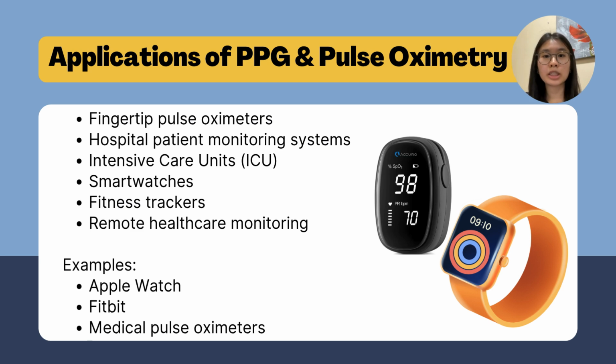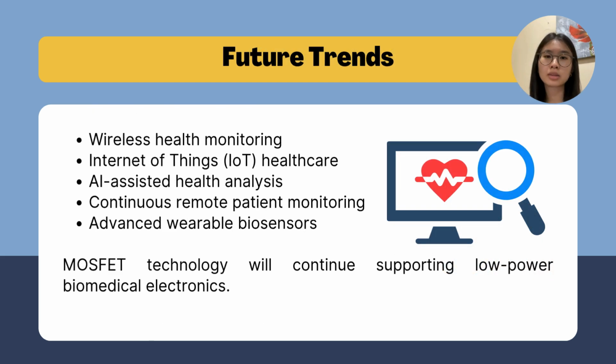Now, PPG technology is widely used in many healthcare applications. Examples include fingertip pulse oximeters, hospital monitoring systems, intensive care units, fitness trackers, and also smartwatches. Modern wearable devices such as the Apple Watch and Fitbit also use PPG technology to monitor heart rate and blood oxygen levels. The future of pulse oximetry includes wireless monitoring and Internet of Things (IoT) healthcare systems.